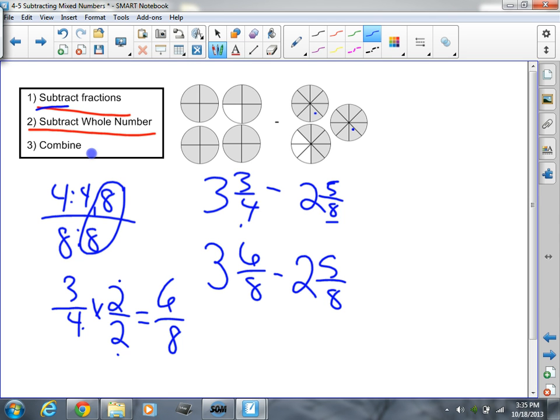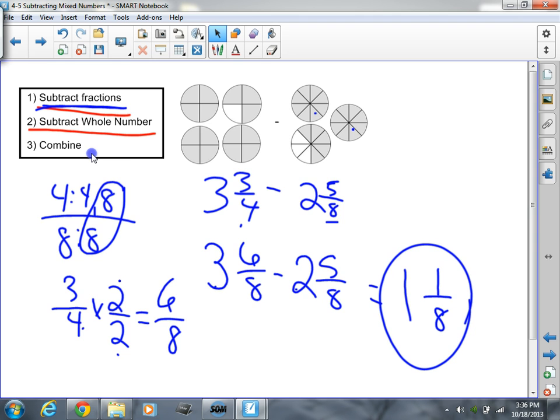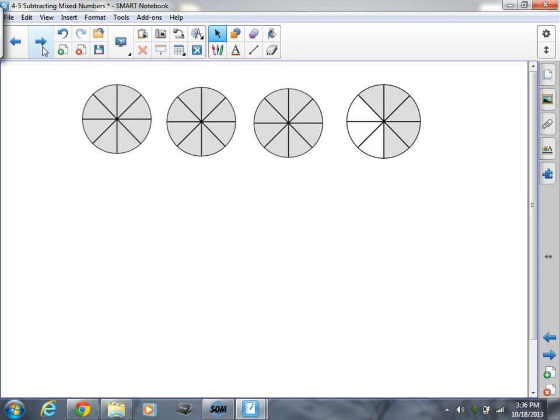Now I'm going to subtract my fraction first. So 6/8 minus 5/8 is going to equal, well, 1/8. That's simple. And then I subtract my whole numbers. 3 minus 2 is going to leave me with 1. And so there you have a very simple problem where we subtract, get common denominators, and then I subtract my fractions, my whole numbers, and combine. So the answer to this problem then is going to be 1 1/8. So that is the easy part.